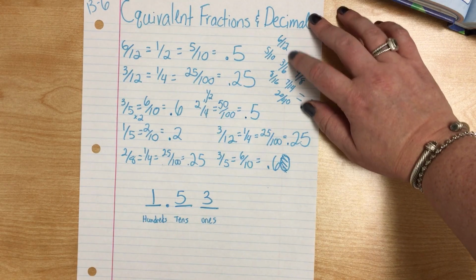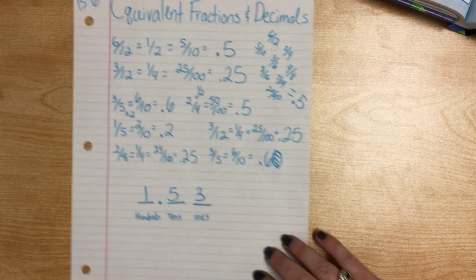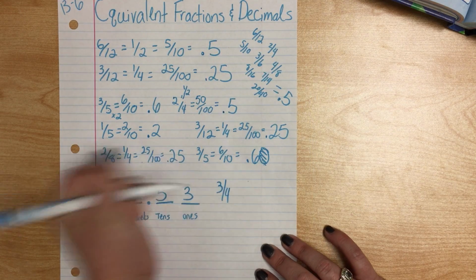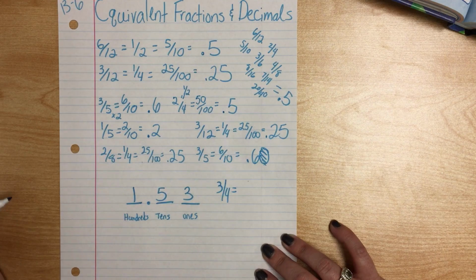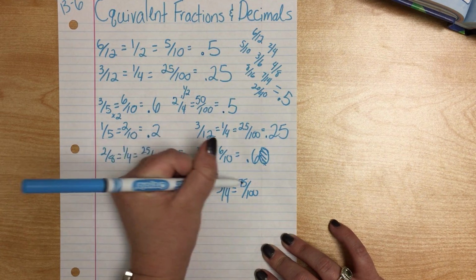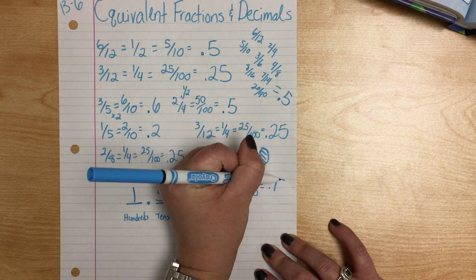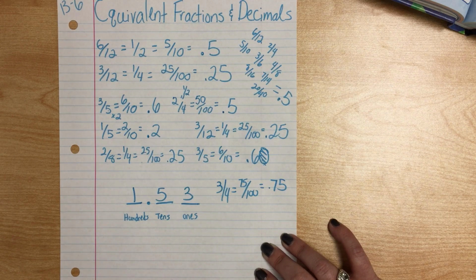But that's it. That's all it is. Just remember, halves are 50 and quarters are 25. If you have something like 3/4, that can be turned into 75 100ths because 3/4 is 75 cents. 75 100ths becomes 0.75. Okay?